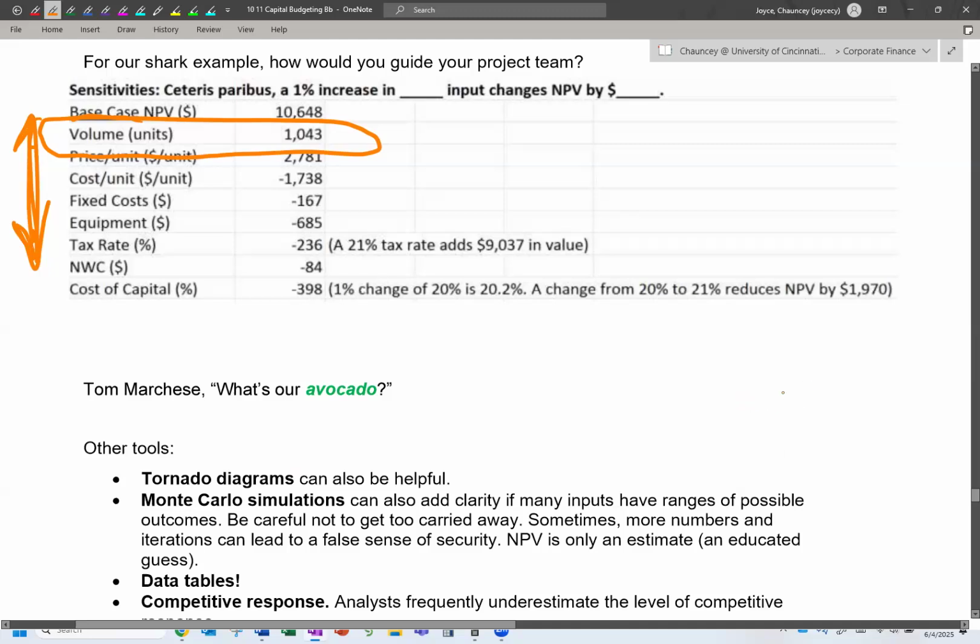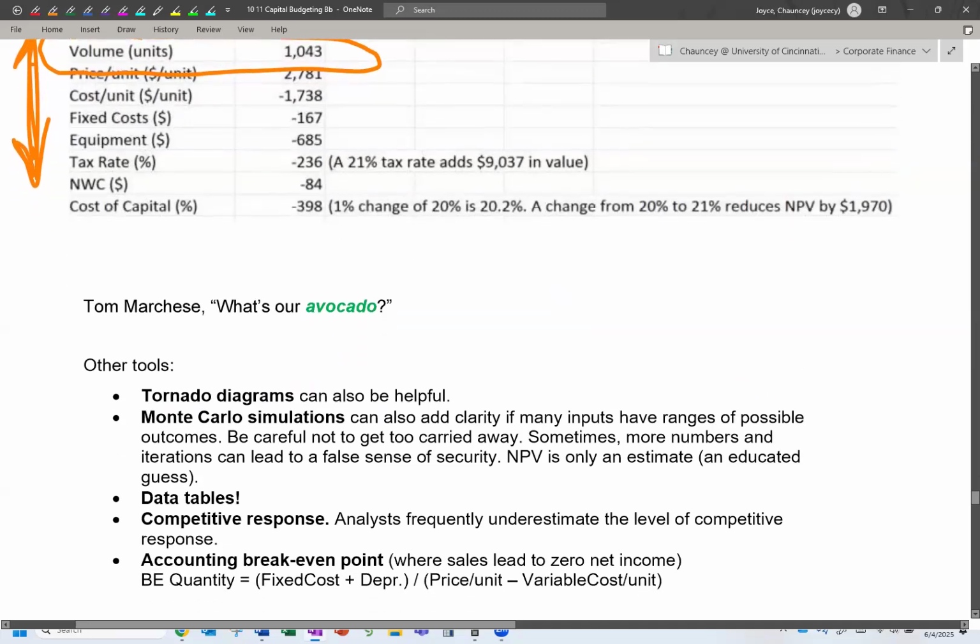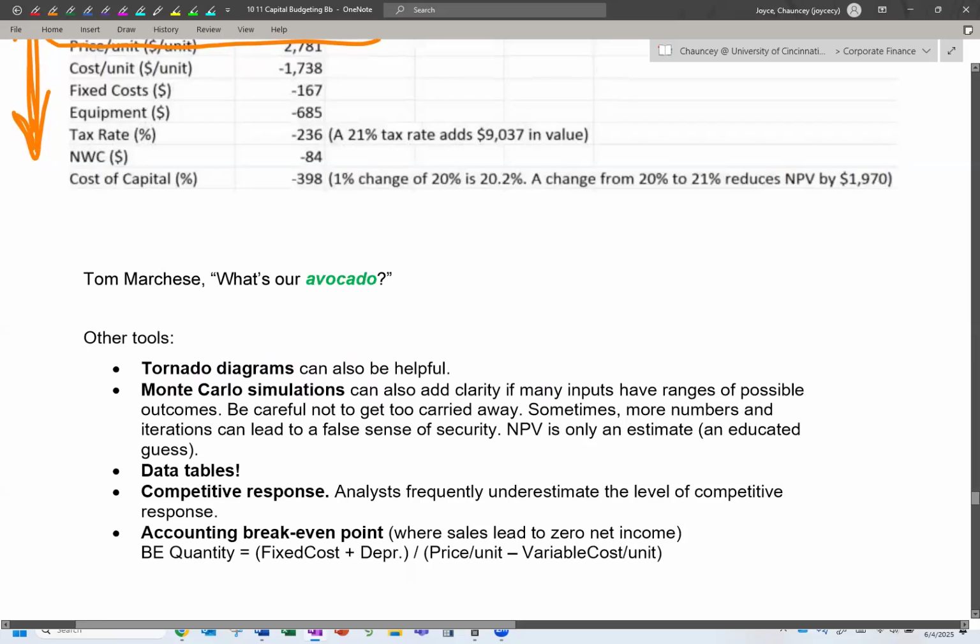Monte Carlo simulations can add clarity if many of the inputs have a wide range of possible outcomes. You can run thousands of iterations to see what would change in net present value. It may still lead to the same decision, but you would get a better idea on risk in terms of the probability your NPV doesn't come to fruition.